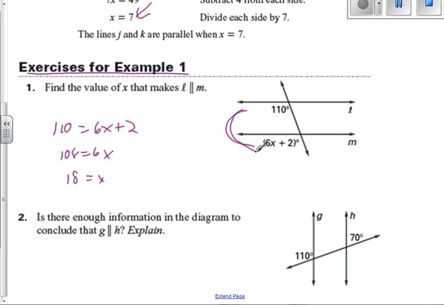And then if I look at number 2 here, is there enough information? Yes, there is. I know that this is 70 because these are supplementary angles, right? And then I know that 70 and 70 are equal to each other. And I know that those are corresponding angles, and based on the theorem that we just looked at back in our definitions, when corresponding angles are congruent, then the two lines will be parallel. All right, so that takes care of 1 and 2.